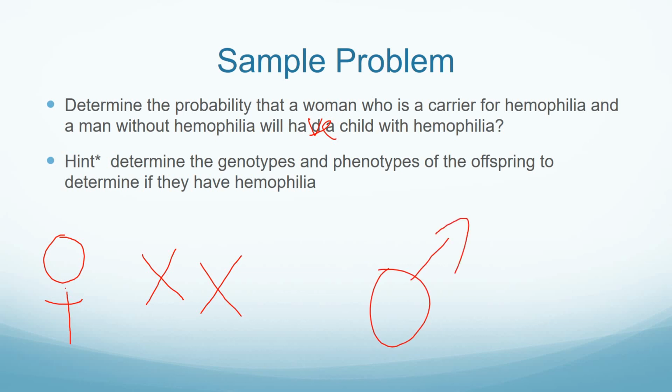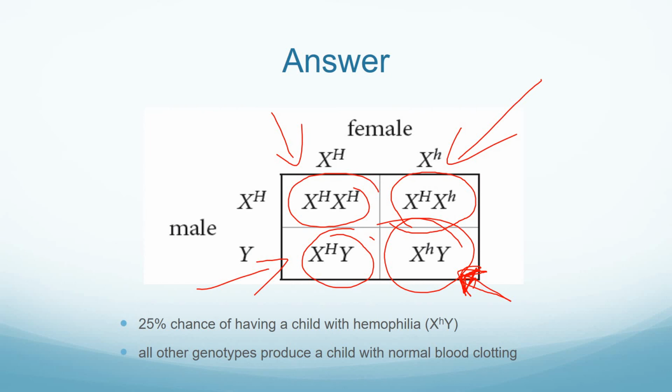We have male and female, let's put those chromosomes in first. We have a woman who is a carrier, meaning she's carrying one allele that has hemophilia and the other one doesn't. As we said, lowercase h is the allele for hemophilia, so uppercase H is going to be normal. For the male who does not have hemophilia, it's going to be an uppercase H here. Once we have their genotypes, we can cross them. When we cross them, it looks like this.